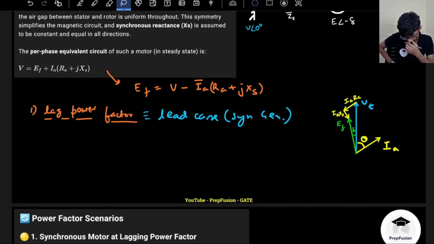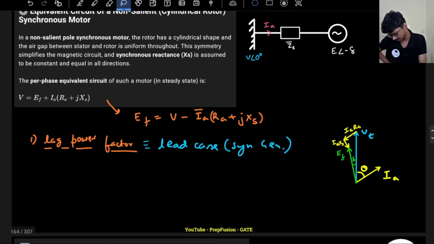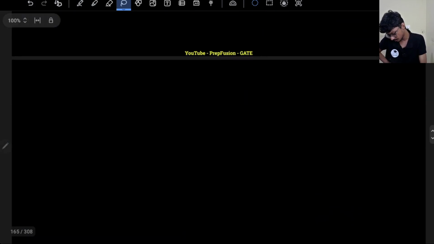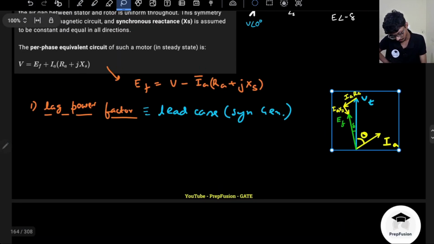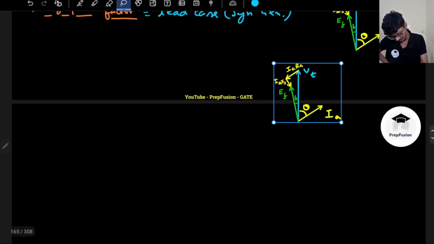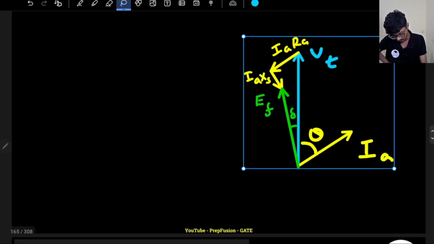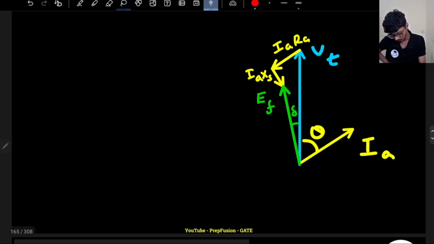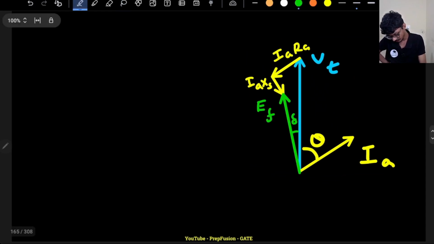Now we want to understand the value of EF, the magnitude of EF. How can I derive the magnitude of EF? We can understand the magnitude with two components, a perpendicular component and a parallel component. Basically EF will have two components, one along the projection of VT. So what will be EF cos delta?